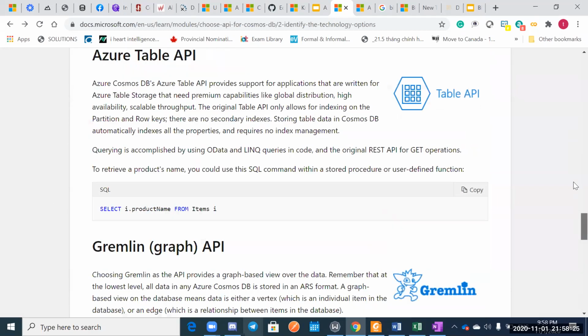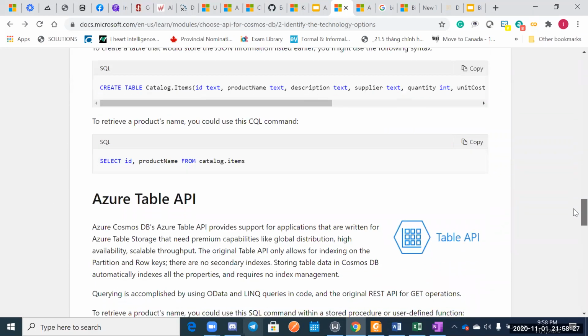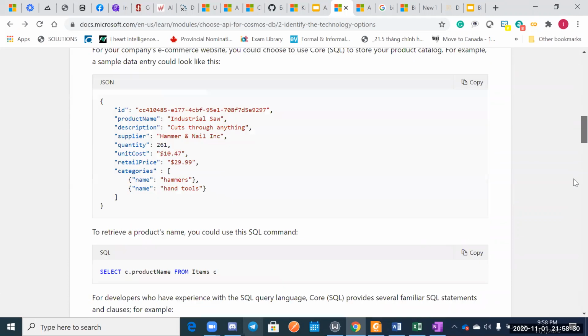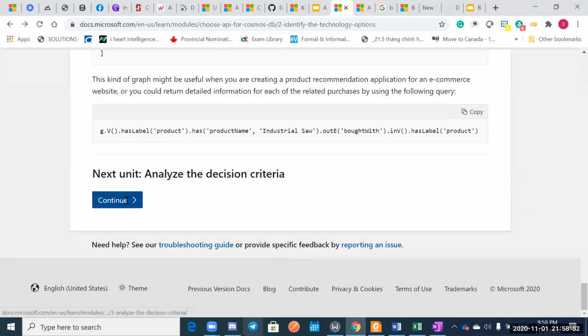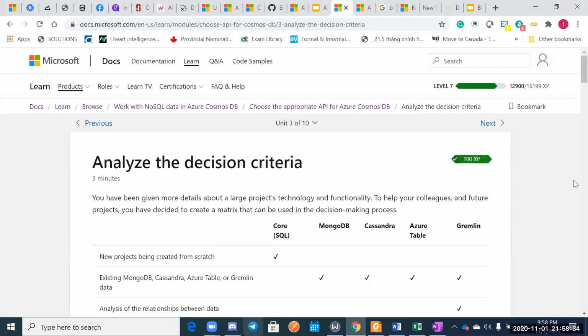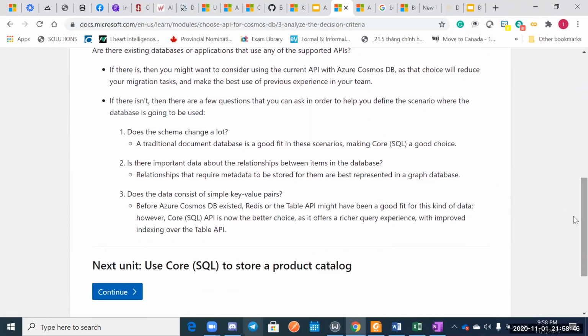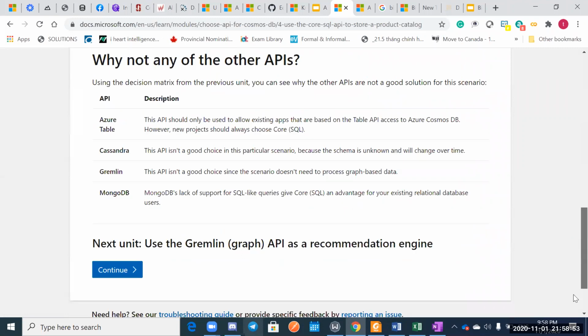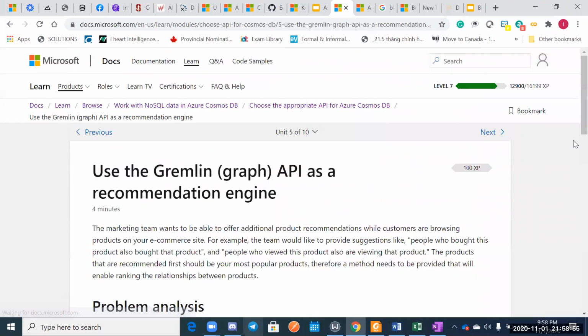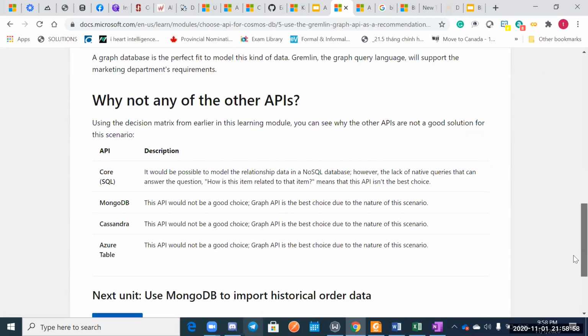Pay attention, likely they will test on Azure Table API and they will test on Core API. So pay attention mainly to that. And remember the Core or SQL API has the advantage over the others: number one, the project is new, and number two, you can query like a traditional SQL. Okay, so we are short on time, so let me move quickly.